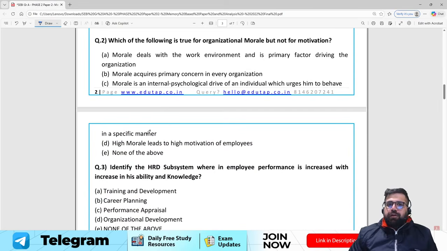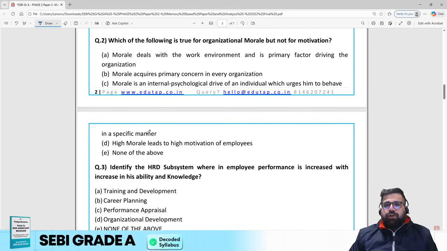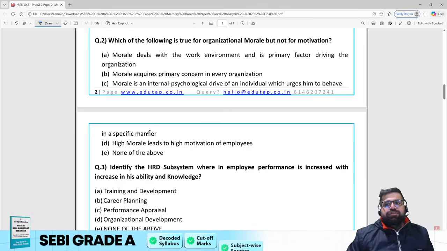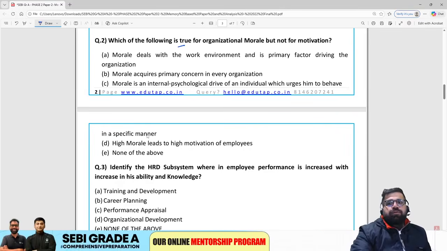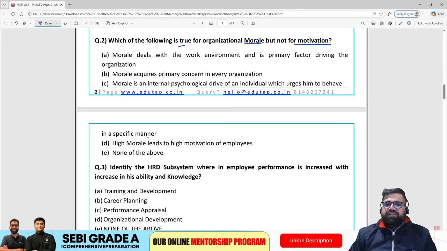Question number 2. Which of the following is true about organizational morale and not for motivation? So morale and motivation is like a must-do concept for all of you. Morale deals with the work environment and is primary factor driving the organization. A looks correct. Remember, you have to find the true for morale, but not for motivation.